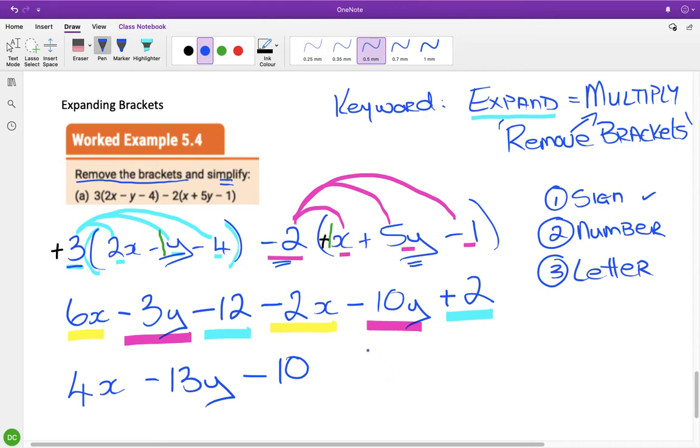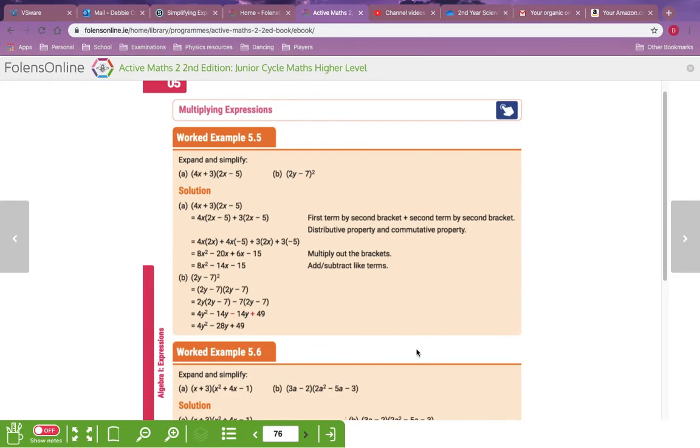Okay, so that's how you expand across the bracket. Yeah, I think we'll do, there's one other one I want to do, and like I said, I'll complete it then after.